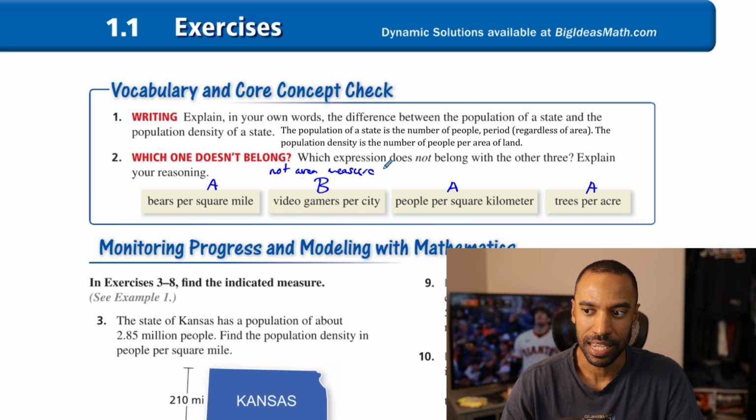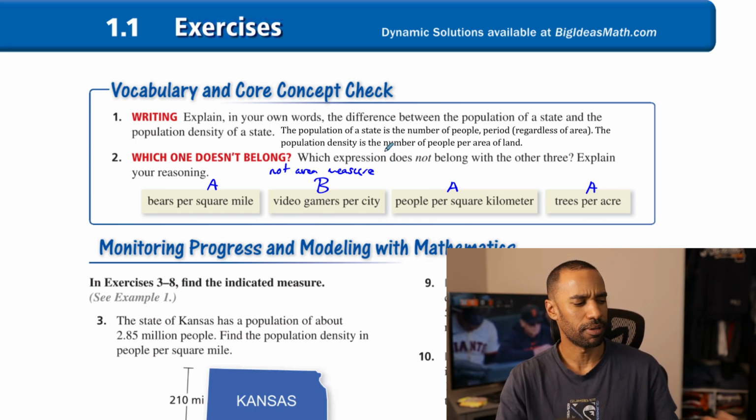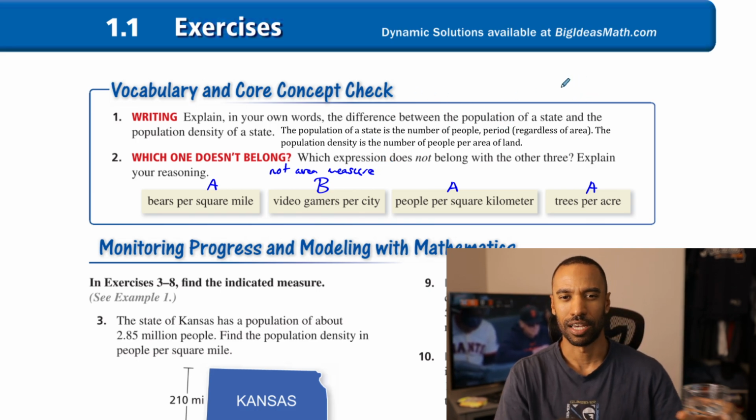It has the right idea. It has the right idea of density, but it's not quite the same.